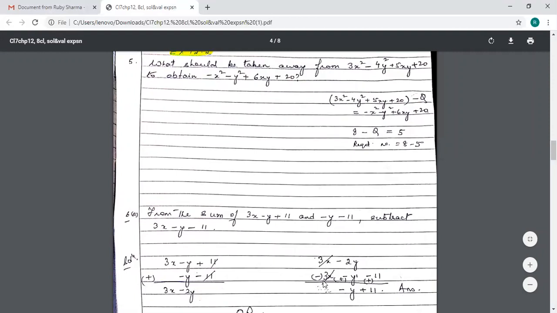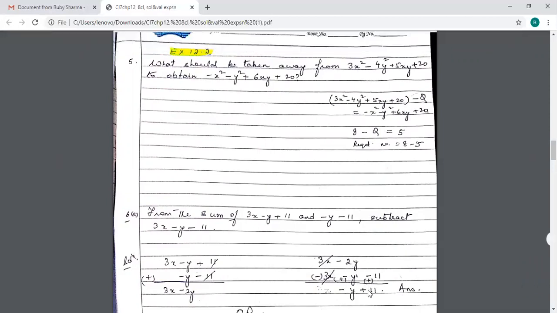When you subtract, the sign changes. So this was plus 3x, it will become minus 3x. So 3x and minus 3x get cancelled. Plus 2y, minus 2y here, and this will become plus. So minus 2y plus y will give you minus y. Minus 11 will become plus 11. Isn't it? The sign changes. And finally you get this.